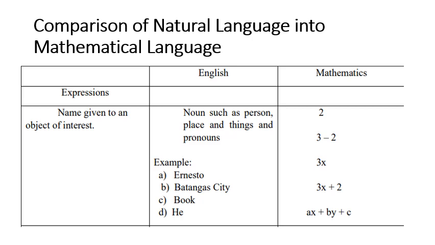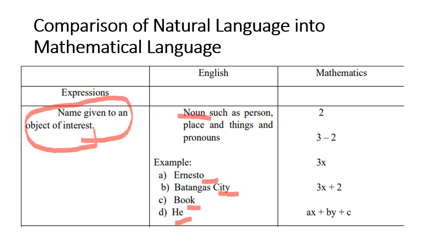So, expression, name given to an object of interest. So, ano ba yung pangalan na binibigay natin to an object of interest? So, that is a noun. Diba? So, it can be any person, place, and things and pronouns. O, diba? English tayo ngayon. So, pwedeng si Ernesto yan. Pwedeng Batangas City. You can use book. And you can also use a pronoun he, she, they, and so on.